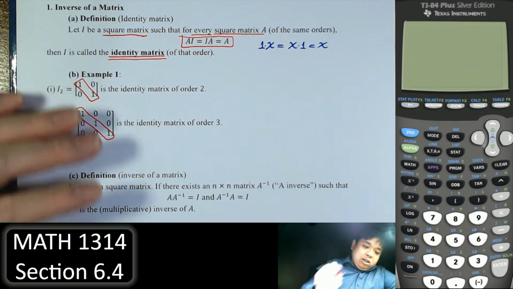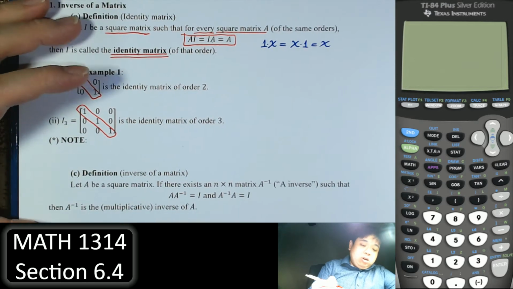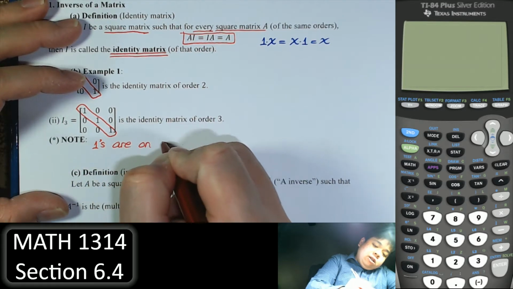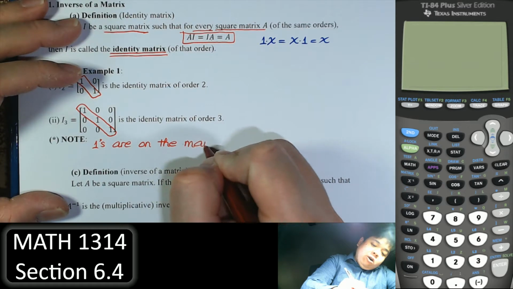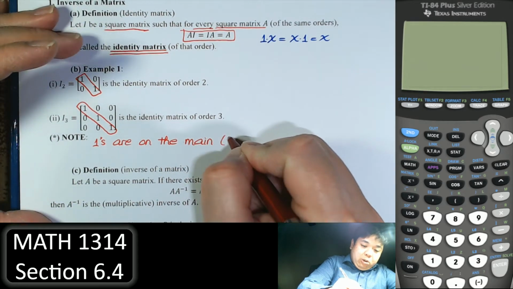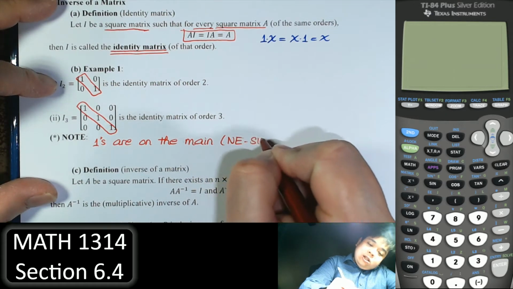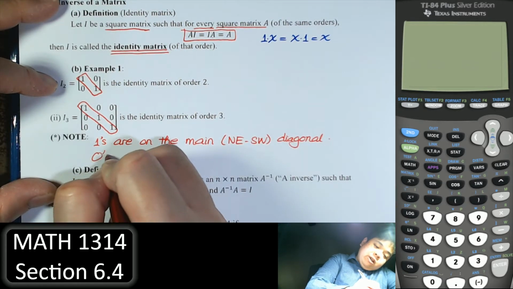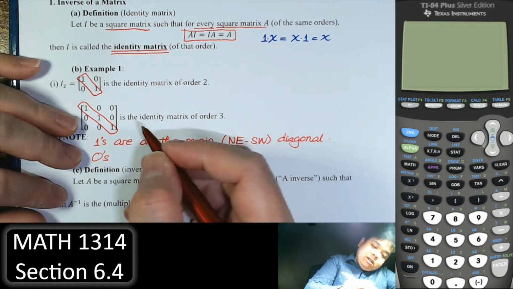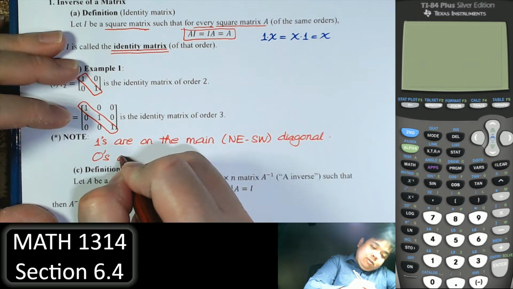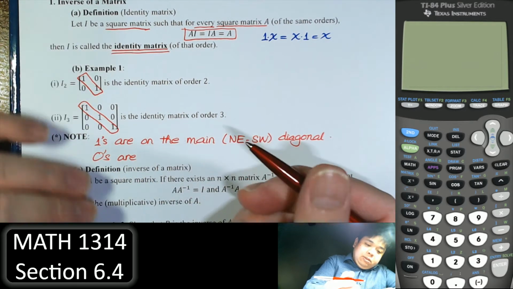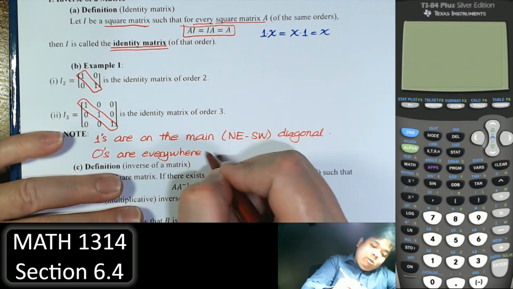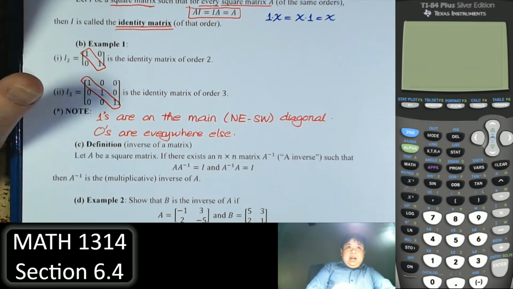And 0 everywhere else. So the identity matrix has to be a square matrix, with ones on the main diagonal and 0 everywhere else.